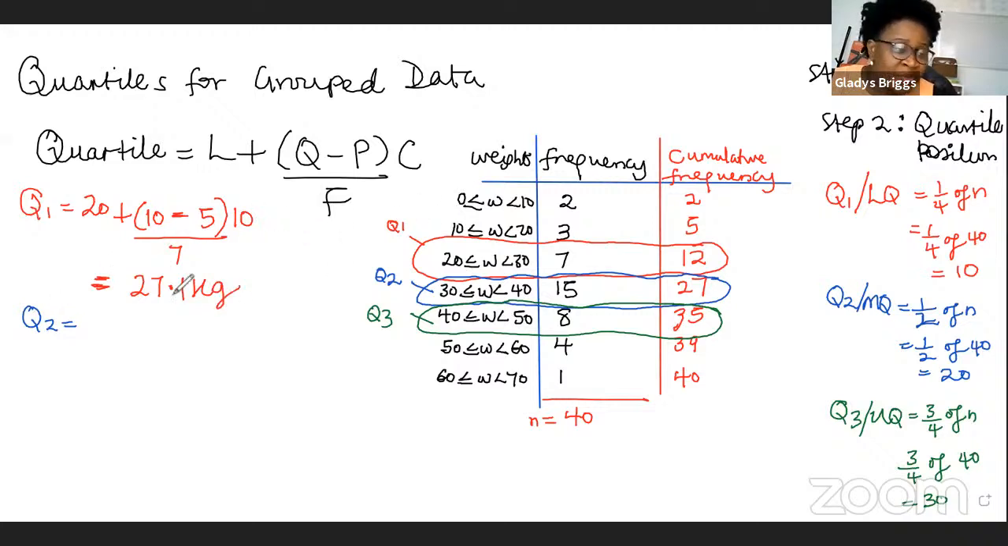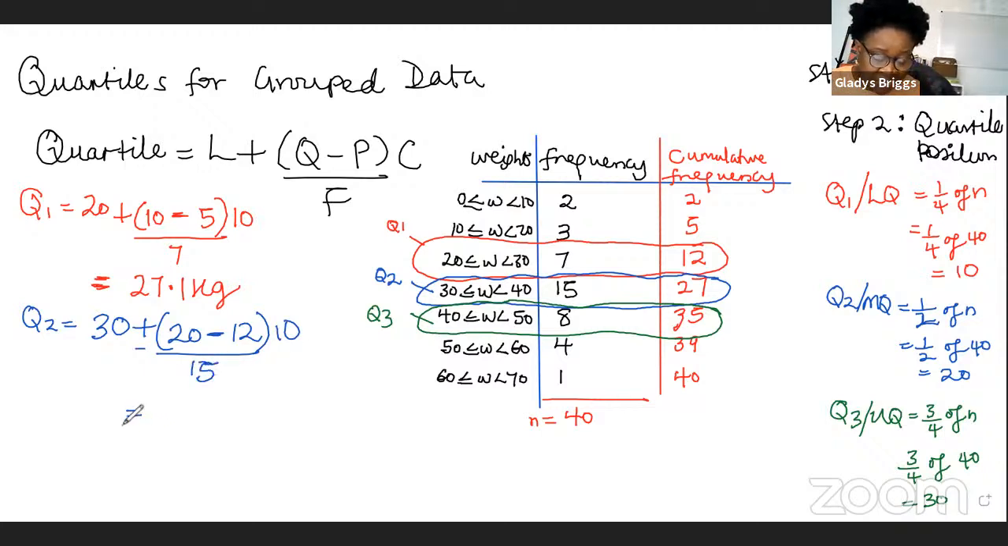Yeah, so for the next one, if we apply the formula, L is the lower limit of the quartile class for quartile 2. The quartile class is this one. The lower limit is 30, plus the quartile position is 20 for Q, minus P, the previous class cumulative frequency, which is 12, times the class width, which is 10 for all of them, all over the frequency of that class, which is 15. Yeah, so then you need to put that one into your calculator and get me the answer for that one.